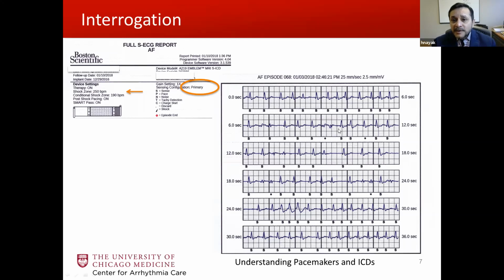And here's an episode of what appears to be AFib. These are the subcutaneous signals. The S means that it's sensing. You can see the irregularity of the signals here. So this is AFib. This was not his shock. Now I'm going to show you some electrograms of his shock.